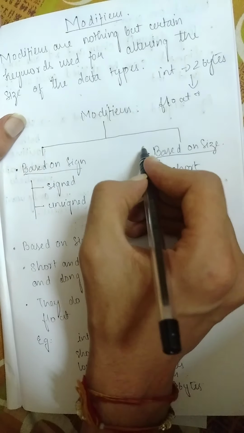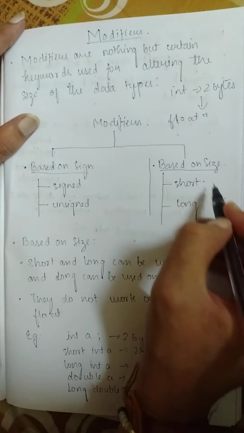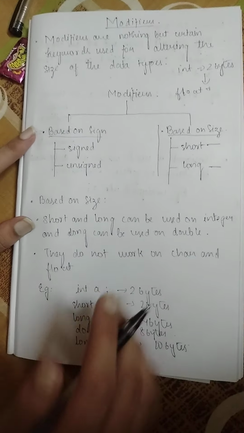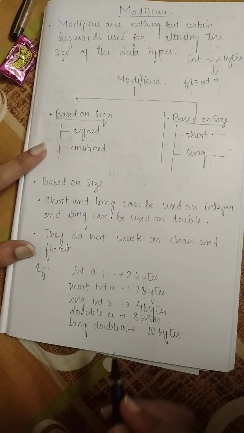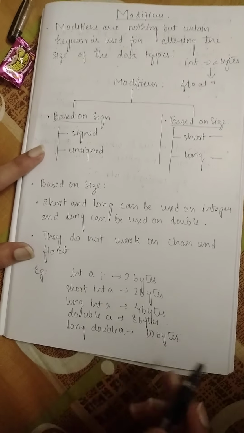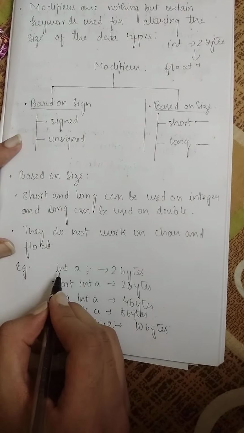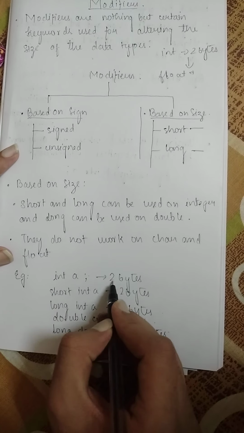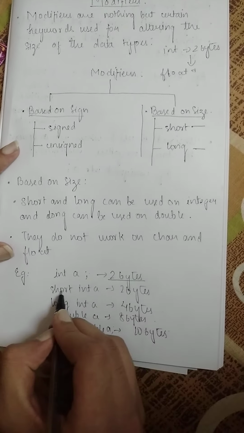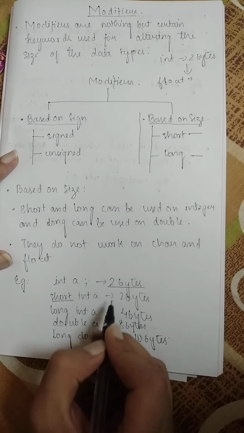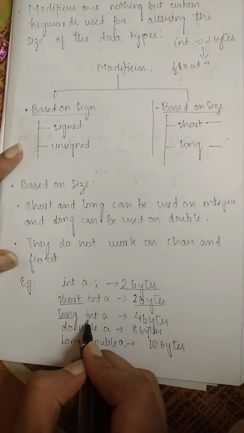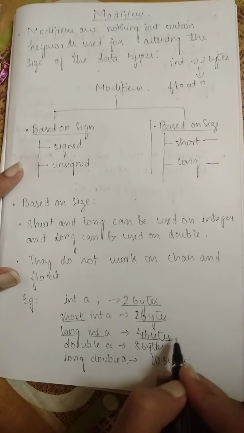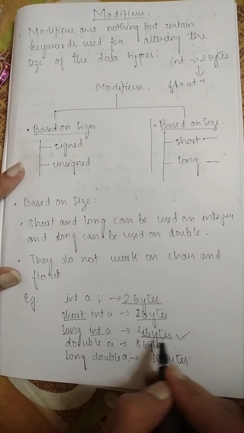So talking about the size one first, they are divided into two types, short and long. When we are dividing our data types based on size, there come short and long. Short and long can only be applied on integer and double data types, not on character and float. As you can see in the example here, the integer a occupied 2 bytes earlier. Similarly, short won't vary the size, it will remain 2 bytes only. But as you see, once we use long with int, the size changes to 4 bytes. So here the modifiers are changing the size of the data types.